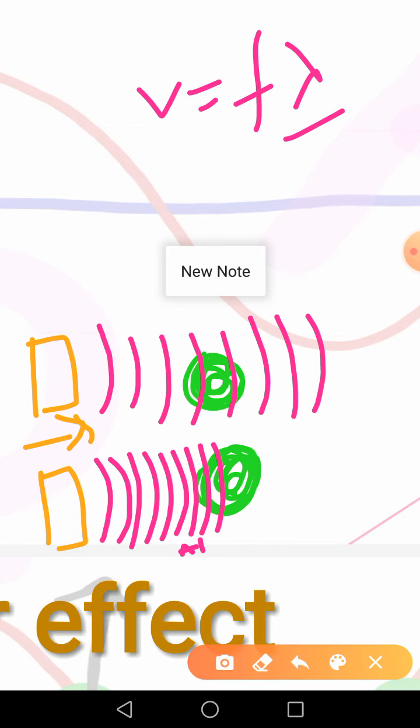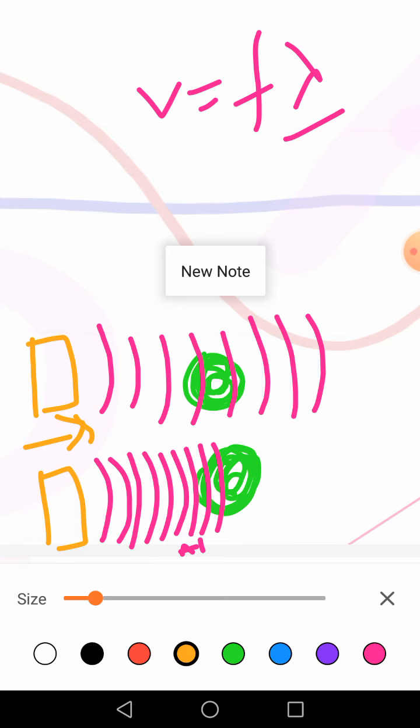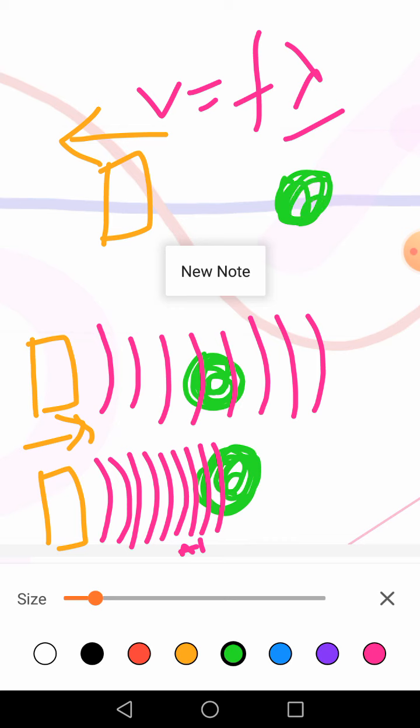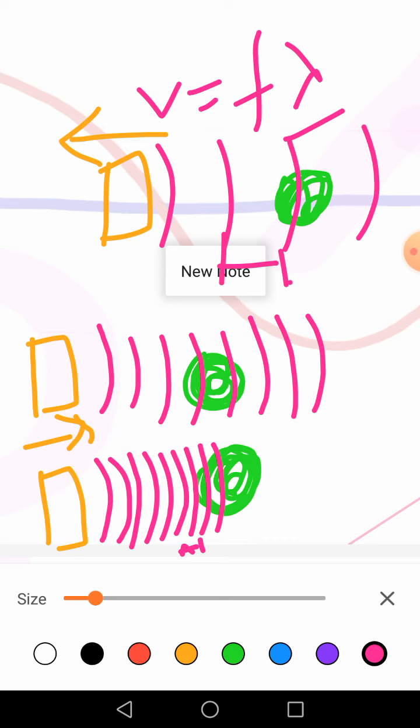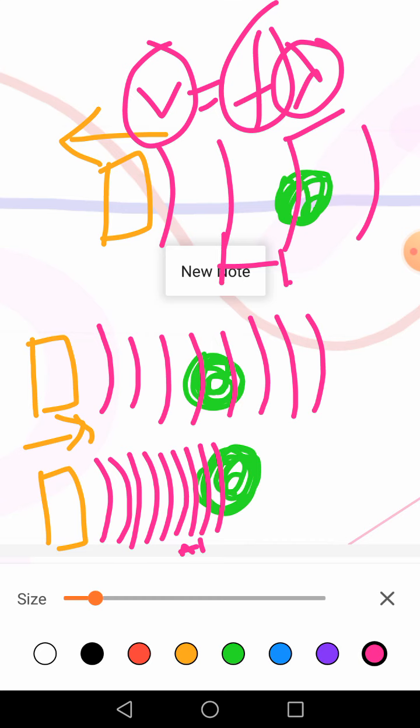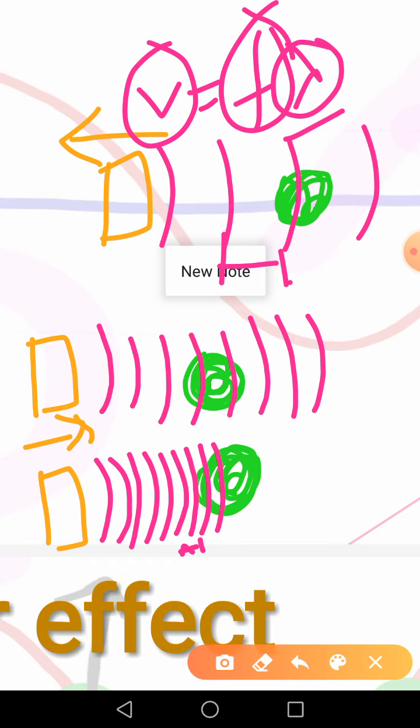But when the source moves away from the observer, the waves are far apart. That means the wavelength increases, and if the wavelength increases, then to keep the velocity the same, the frequency of the wave decreases, isn't it? So that's why there is a decrease in frequency, and you hear as if the frequency has decreased. The pitch has been reduced. It's almost like this.